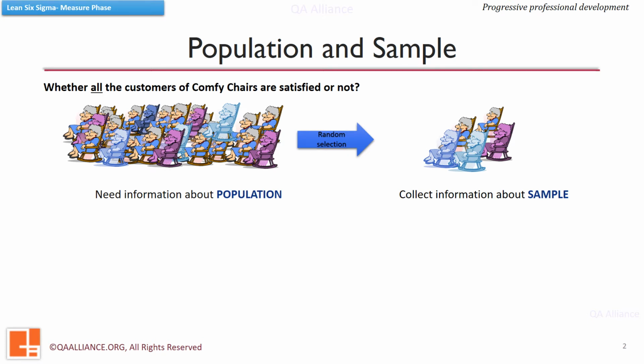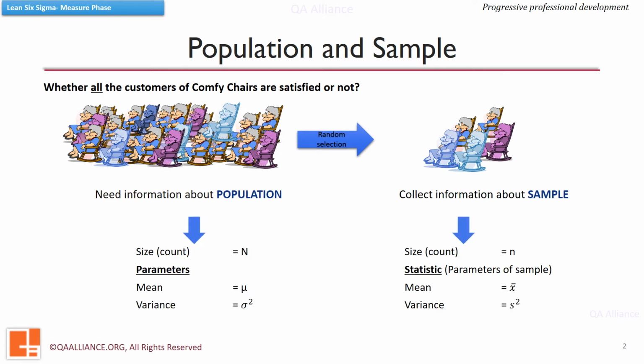Here are some representations which are used for population and sample. Capital N gives the size of the population, while small n denotes the size of the sample. The parameters are the numerical representations for the population. Population mean is denoted as mu and population variance is denoted as sigma square. The parameters which describe a sample are called statistics. Sample mean is denoted by x bar and sample variance is denoted by s square. So, to understand the typical turnaround time for comfy chairs, we can analyze and conclude from the sample data.